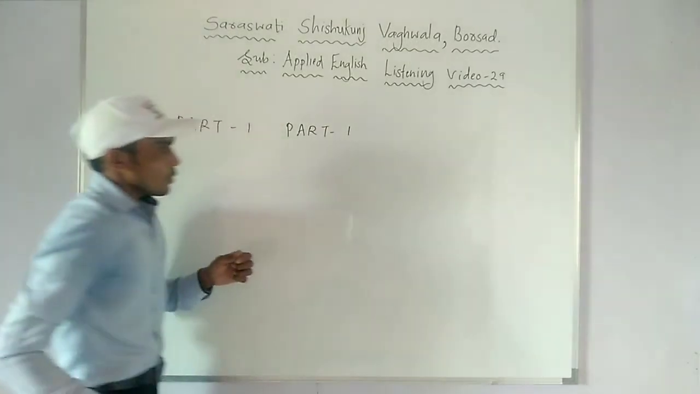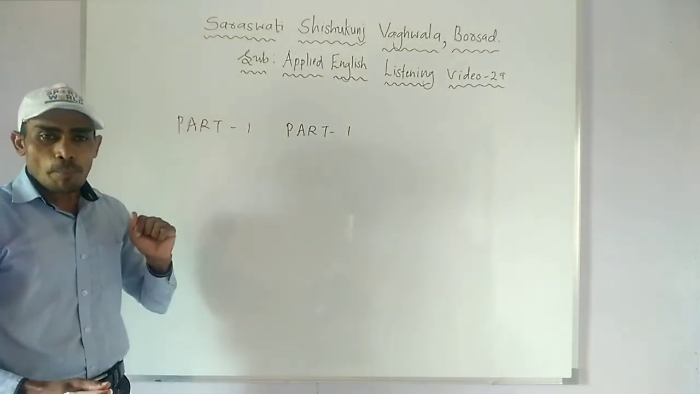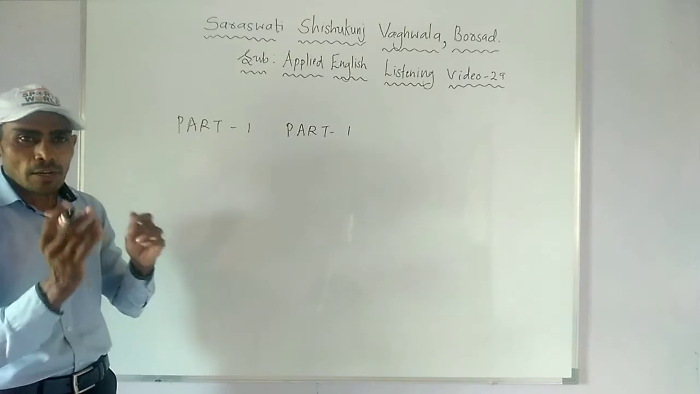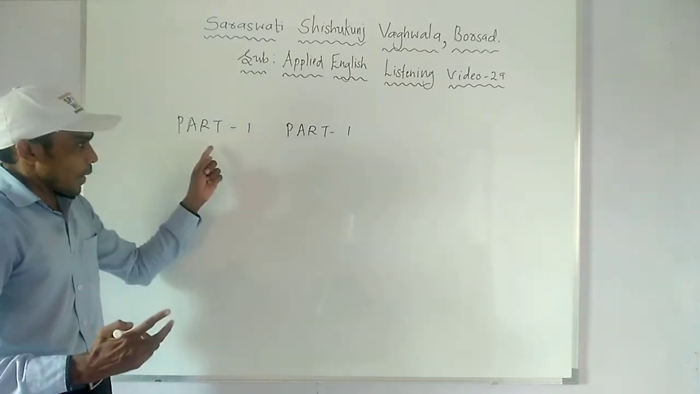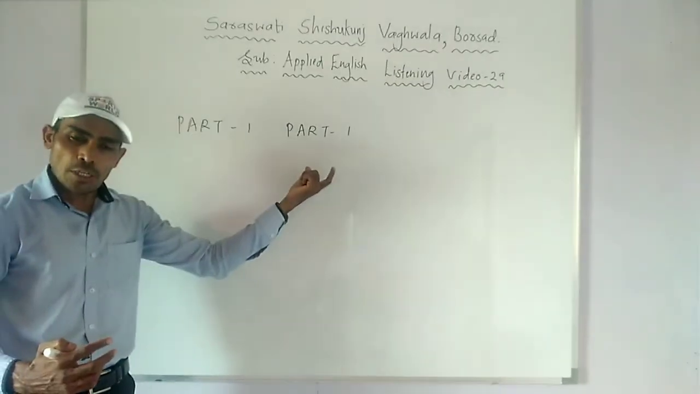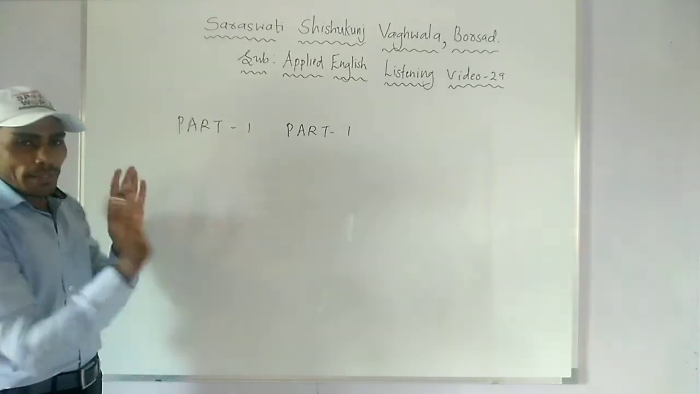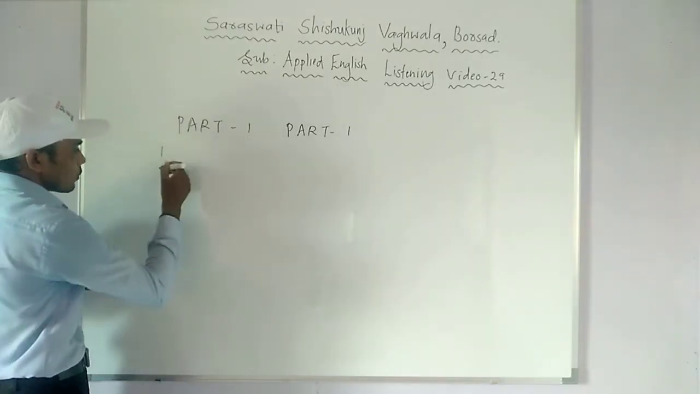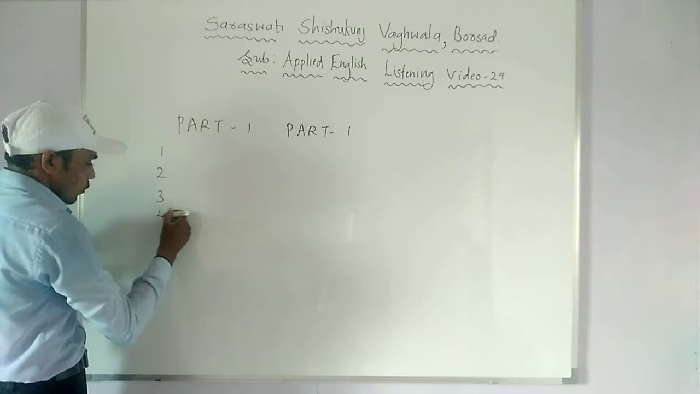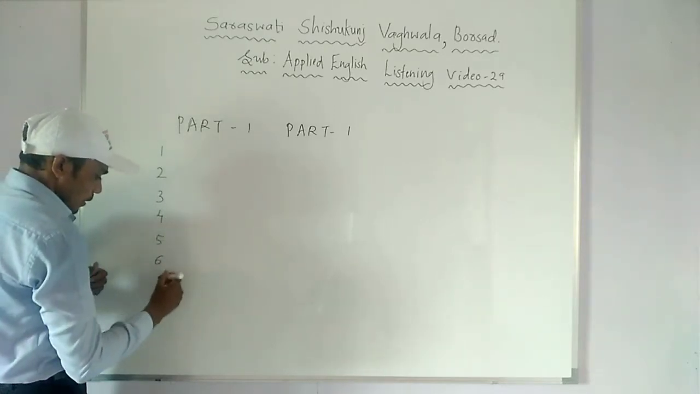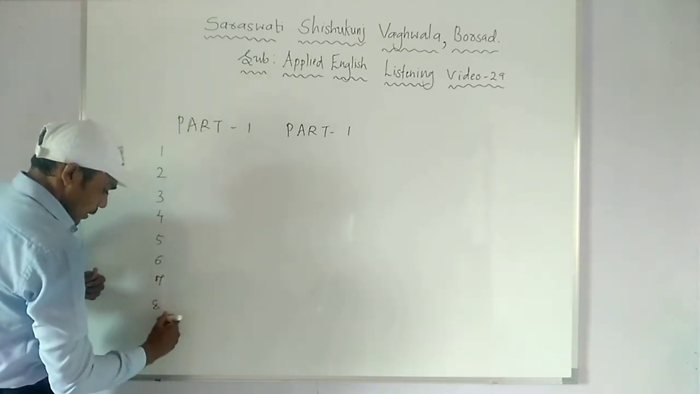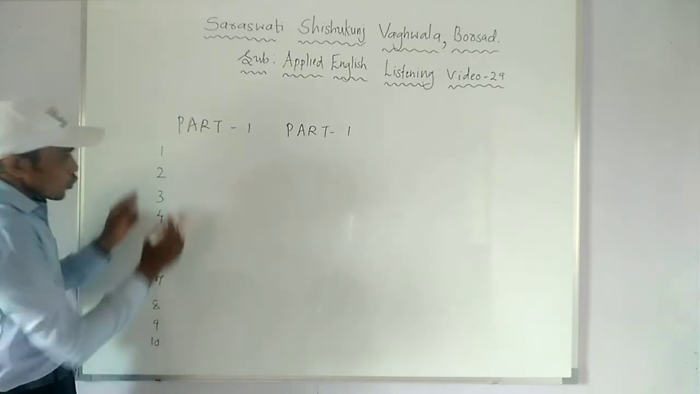Part 1. How many questions are you going to have in part 1? There would be 2 parts. Part 1, the other one also is called part 1. So there would be 10 questions. So I write here 1, 2, 3, 4, 5, 6, 7, 8, 9 and 10. So this is part 1.